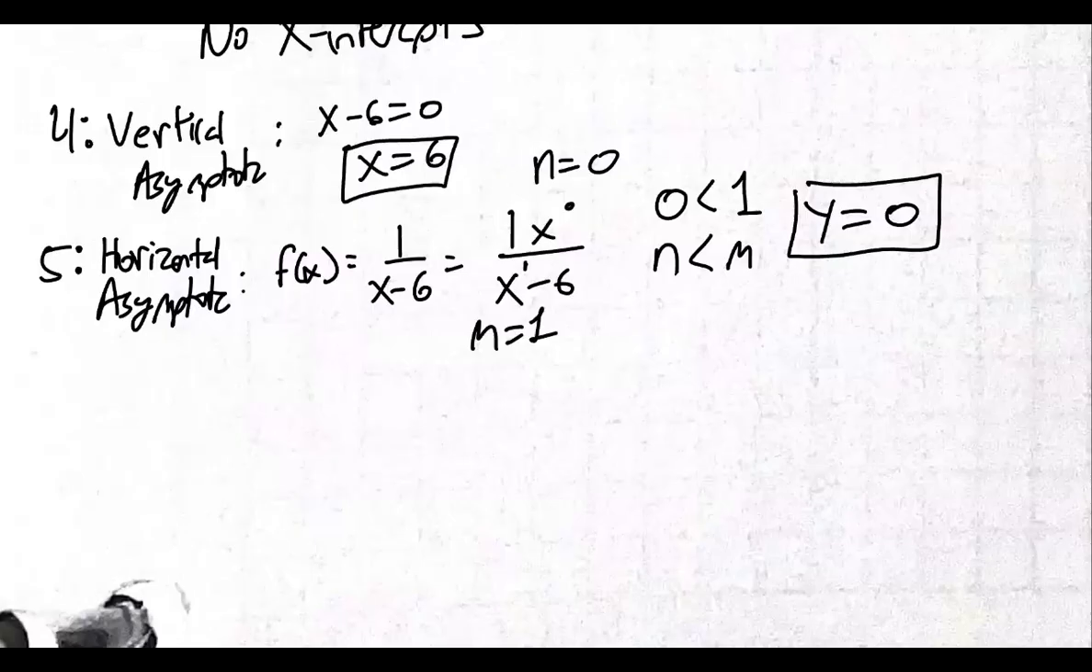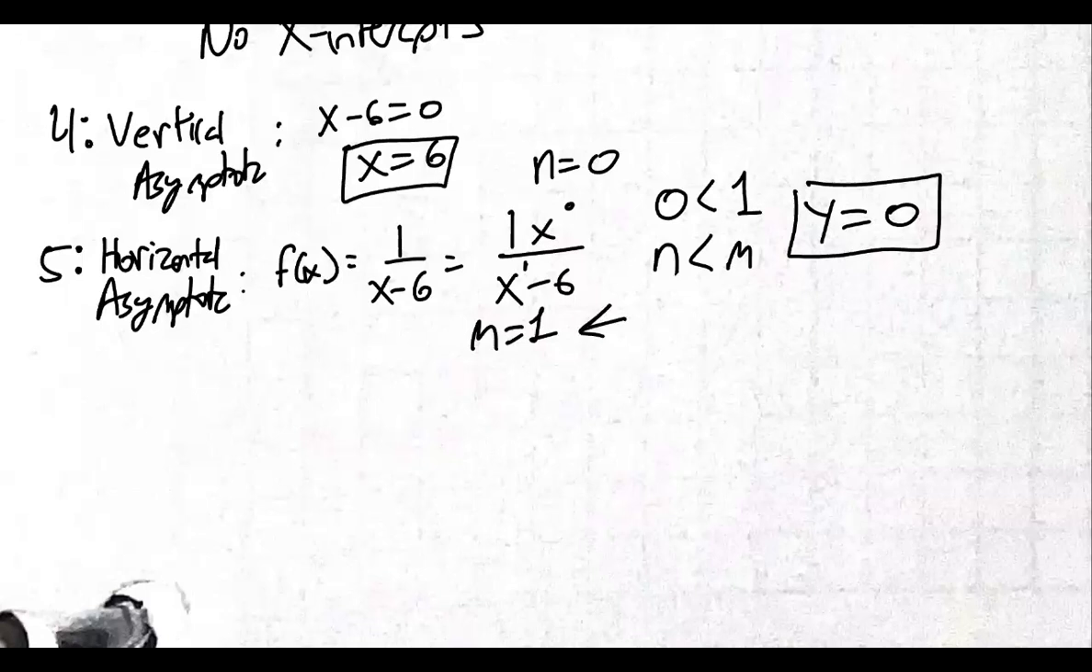The other way you could think about it is whichever one is bigger. If the bottom one is bigger, it's going to be y equals 0. If the top one is bigger, then there is no horizontal asymptote. And if they're both equal to each other, then it's wherever the leading coefficients are. So that's one way you could think about it.